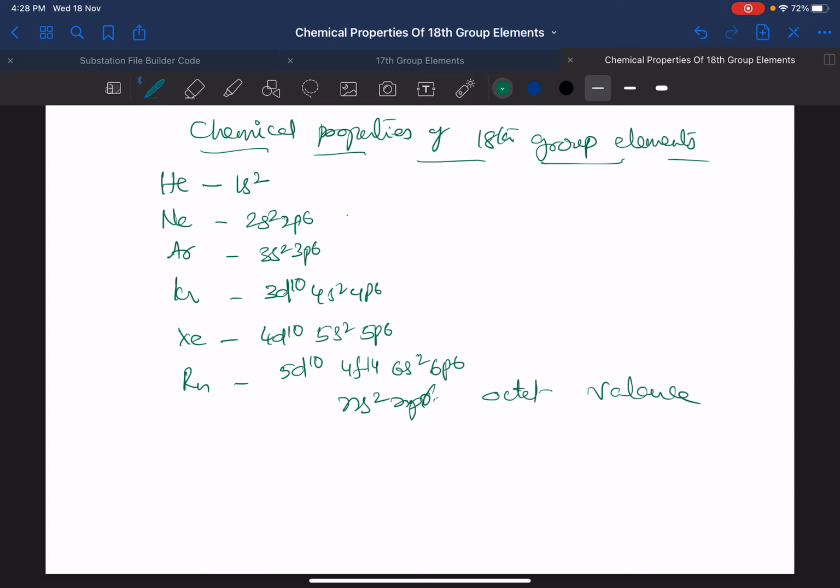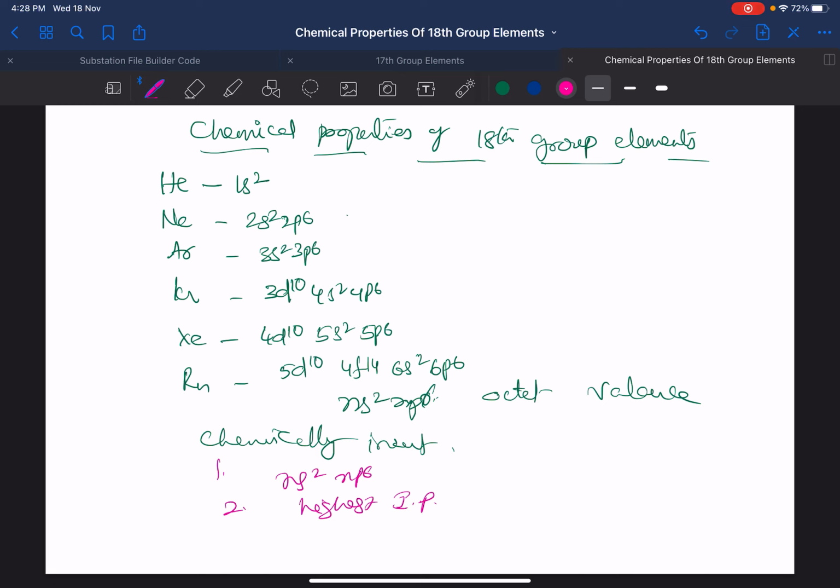Why are they chemically inert? There are two reasons for this chemical inertness. The first one, as we have already known, is the octet configuration, that is the main reason. And the second one is the highest ionization energy. Why do they have the highest ionization energy?